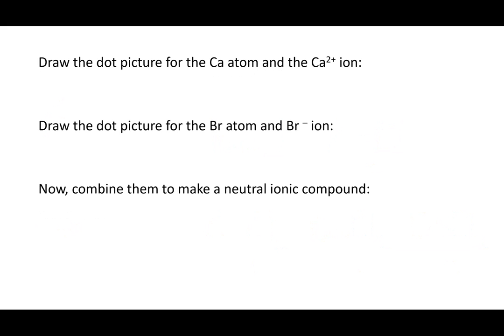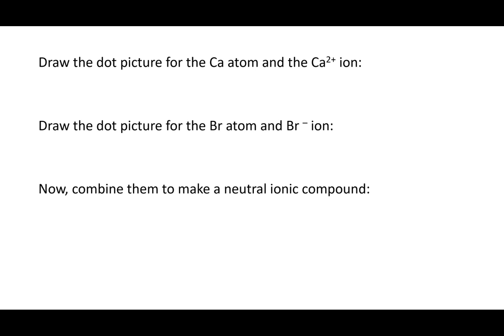All right, lastly, let's draw the dot picture for the calcium atom and the calcium 2 plus ion. Also the dot picture for the bromine atom and the bromine anion. And then combine them to make a neutral ionic compound. Okay, I'll give you a moment to do that. Pause the video, take your time on this, and then press play when you're ready.